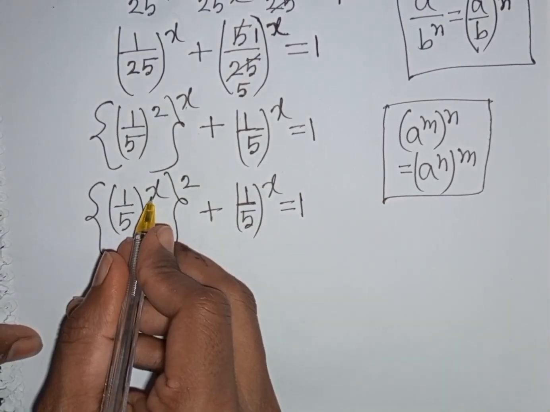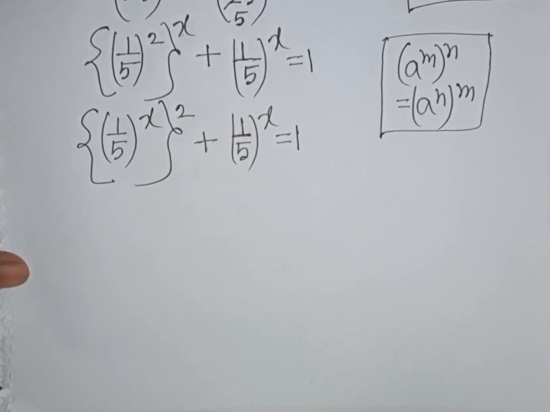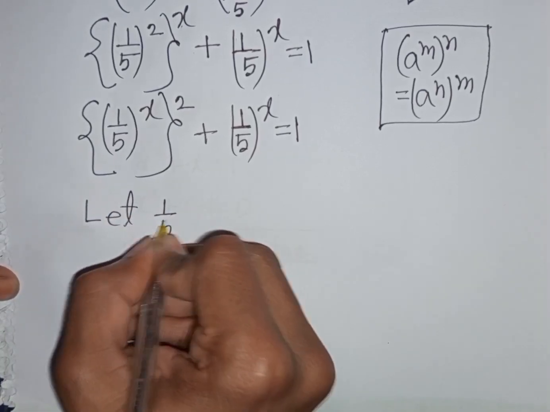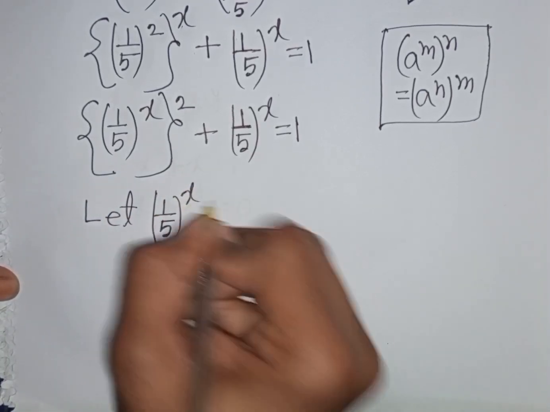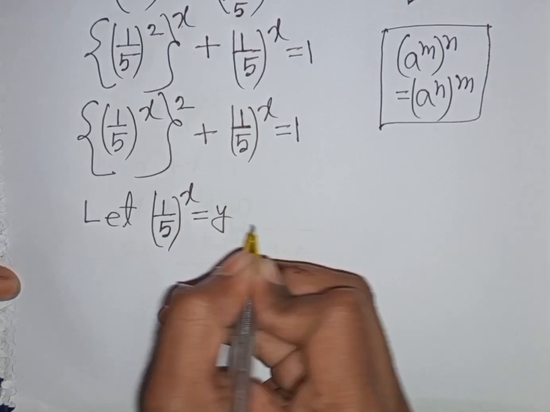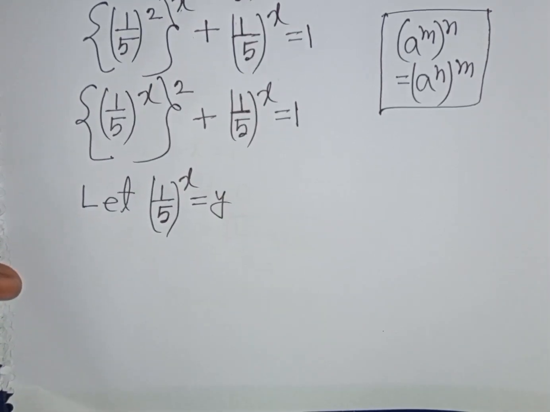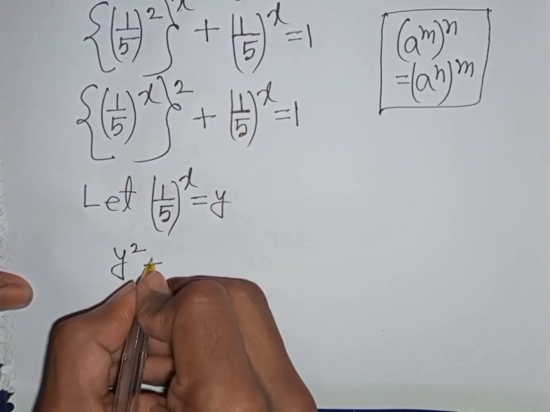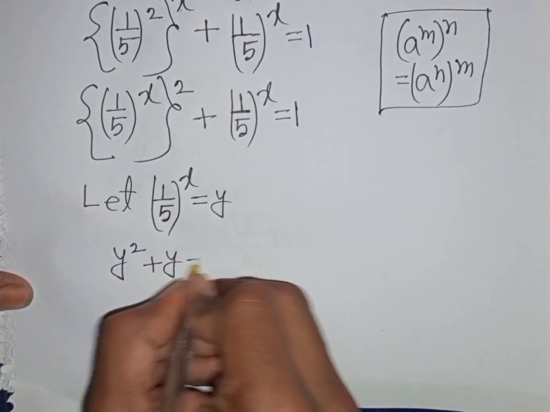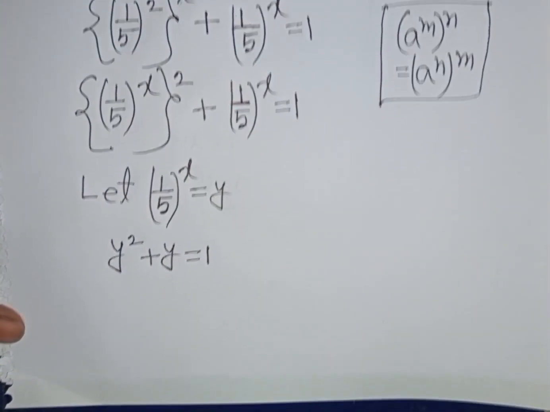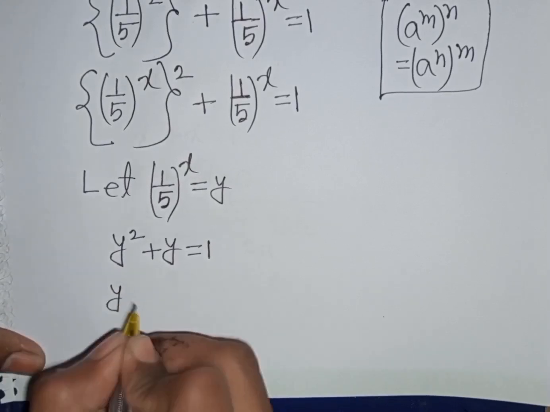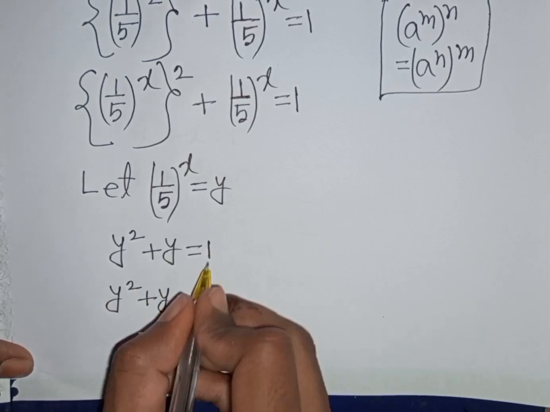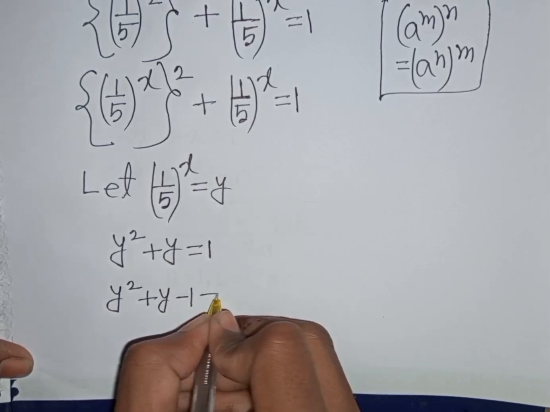Now we see 1 by 5 bracket power x, 1 by 5 bracket power x, both terms are same. So let 1 by 5 bracket power x be substituted by y. So our equation will be y square plus y is equal to 1. Now I can write here y square plus y, then this plus 1 taken to the left side, so this will be minus 1, is equal to 0.